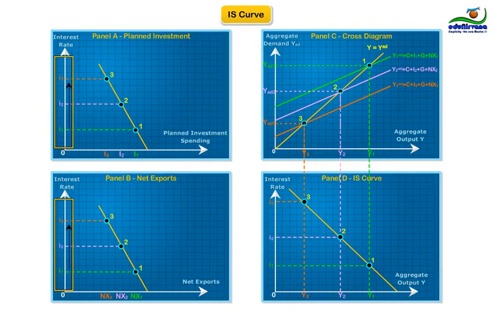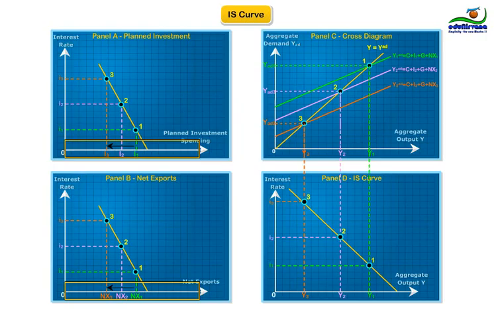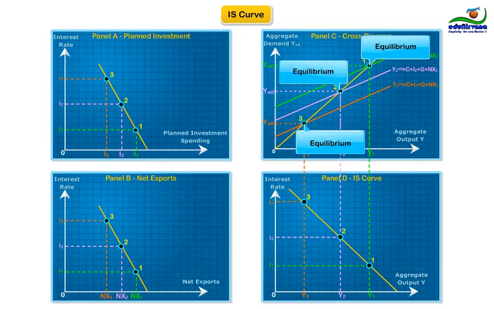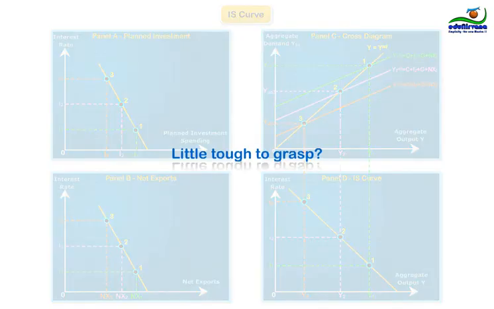As the interest rate rises, planned investment spending and net exports fall, which in turn lowers aggregate demand. Aggregate output must be lower in order for it to equal aggregate demand and satisfy goods market equilibrium. A little tough to grasp. Let's delve deeper.